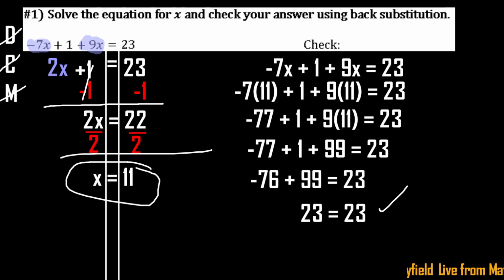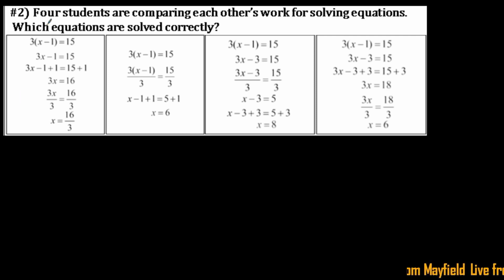Clear that out and move back. All right. So now in the next one, it says 4 students are comparing each other's work for solving equations. Which equations are solved correctly?